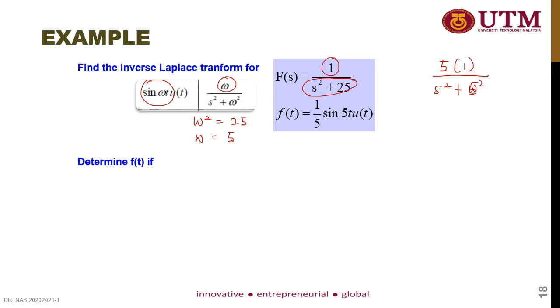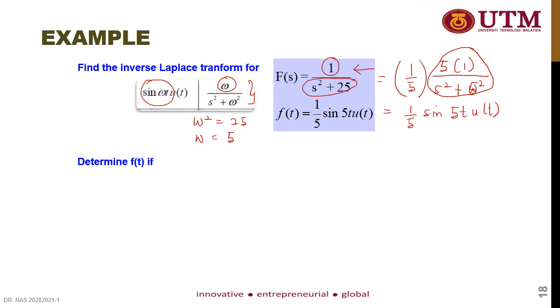Okay, but the original equation only has 1, so you need to introduce another factor, 1 divided by 5. When you cancel this out, this is again equal to the given equation. So in this case, it is equal to 1 over 5. So this is already in this shape, so you know it is a sin function. Omega equal to 5, so it is 1 over 5 sin(5t) u(t).